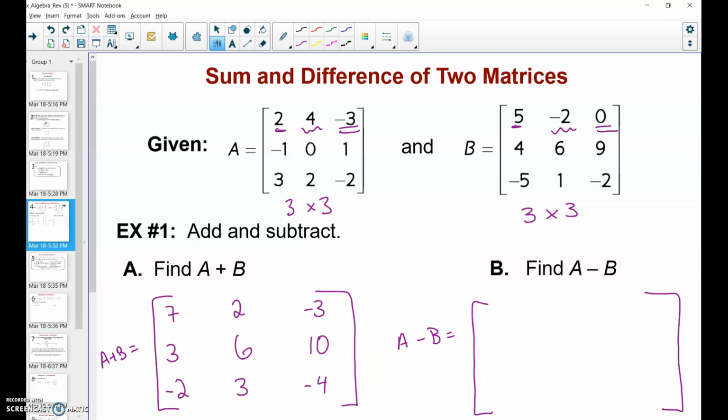Okay, so 2 minus 5, negative 3. 4 minus a negative 2. I'm just going to write that here, minus a negative 2. That actually means that you are adding 2. So that is going to become 6 for that middle term on your top row. Negative 3 minus 0 is negative 3.